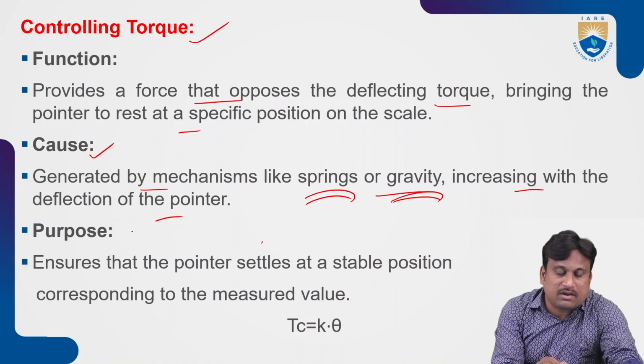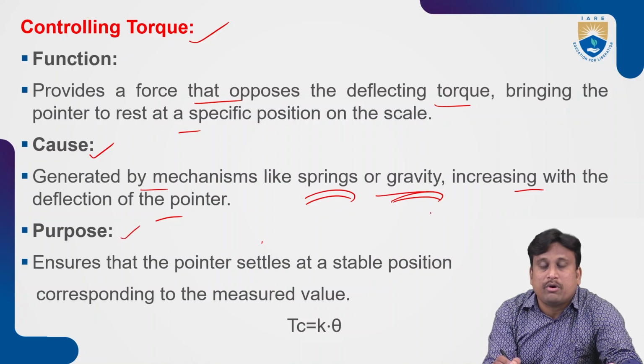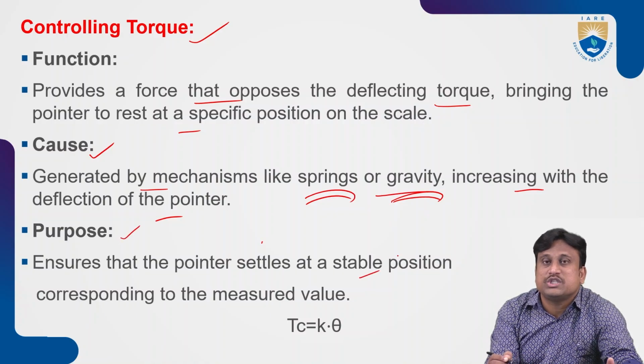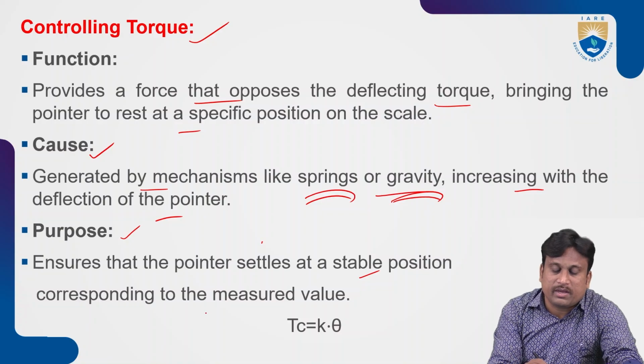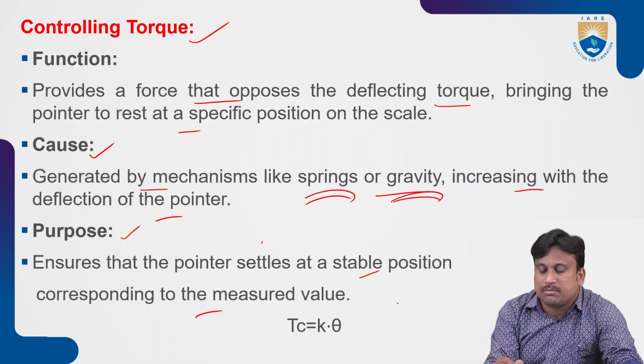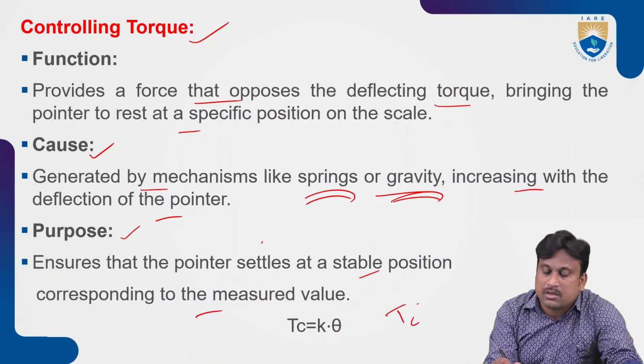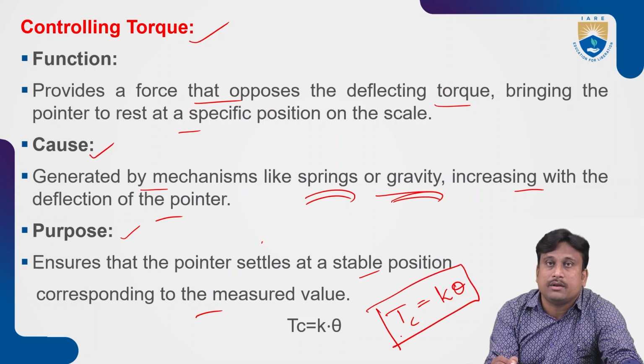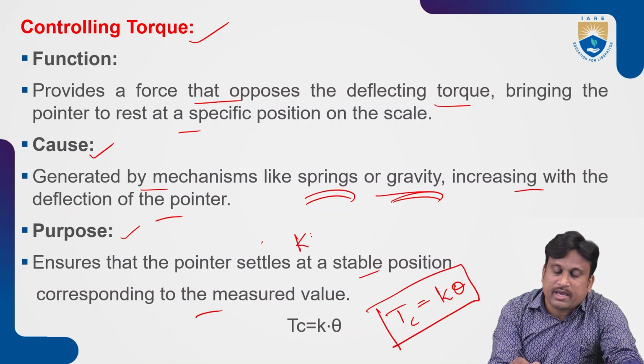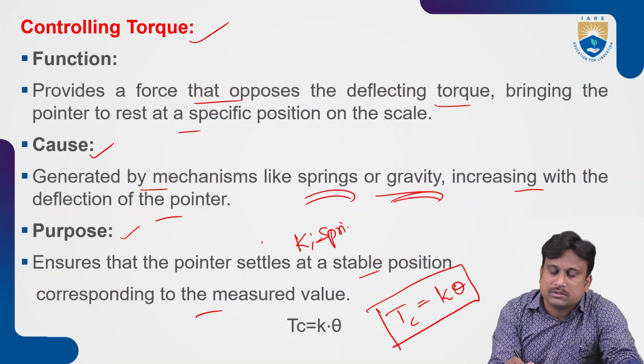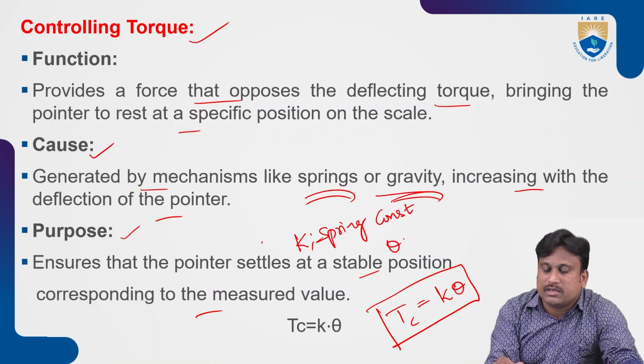Here the purpose served is to make sure the pointer settles under stable condition, which corresponds to the measured value. That means controlling torque is equal to the product of the spring constant K with the deflection theta. So Tc equals K theta, where K is the spring constant. Theta is the amount of deflection.